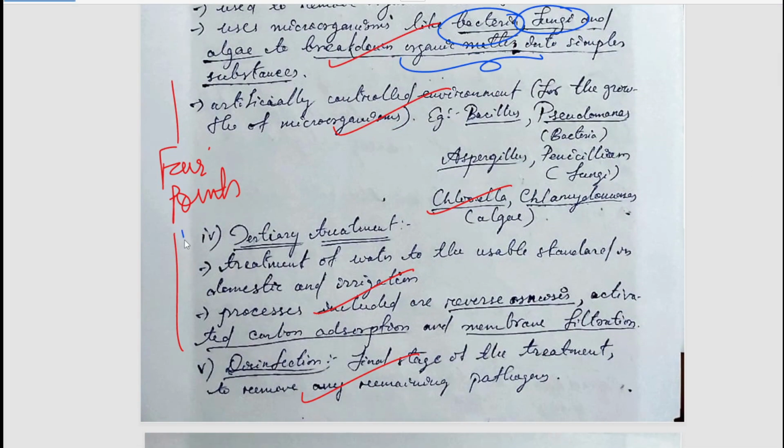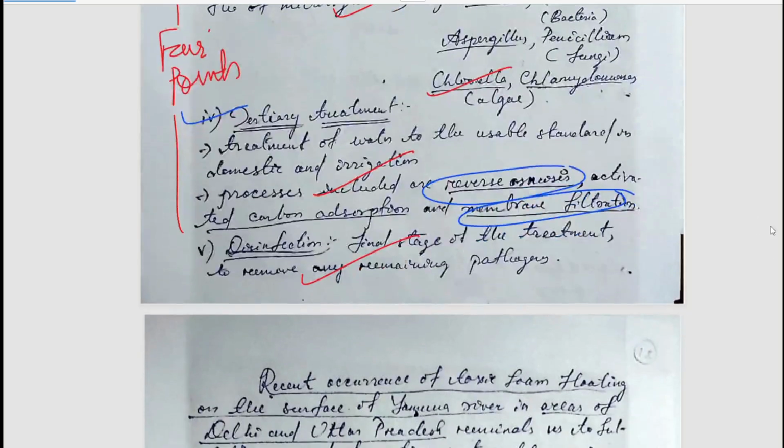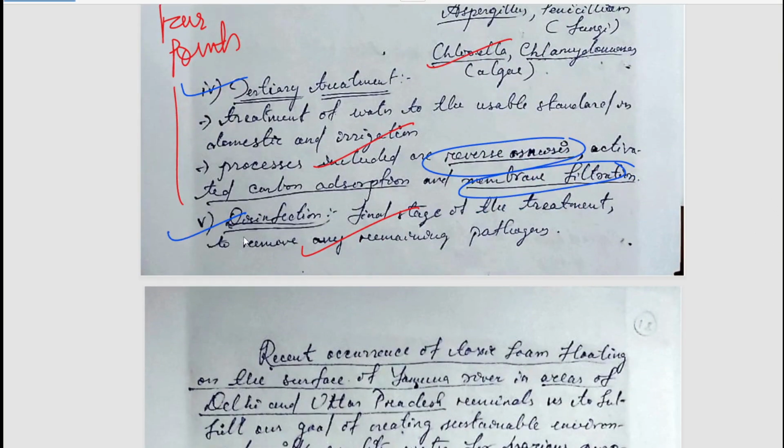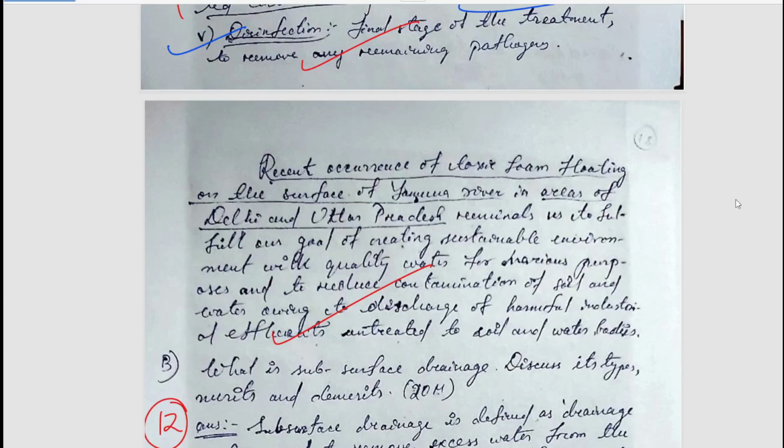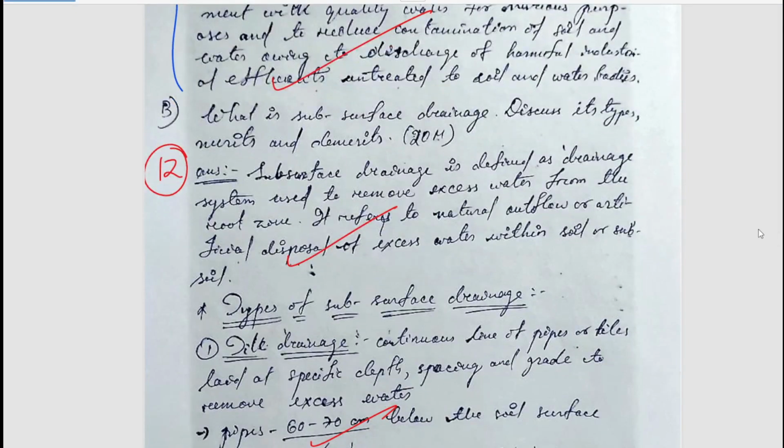Tertiary treatment, in tertiary treatment, you can do reverse osmosis. Actually, it is a kind of industrial treatment only. We can do membrane filtration. Disinfection can be done, that is, use of some chemicals to disinfect the pathogens of the water that could be used in irrigation methods. Several other points you can see. In the conclusion, the Yamuna river has been mentioned, which is highly polluted due to industrial effluents. So, in conclusion. Now let's move to the next question.